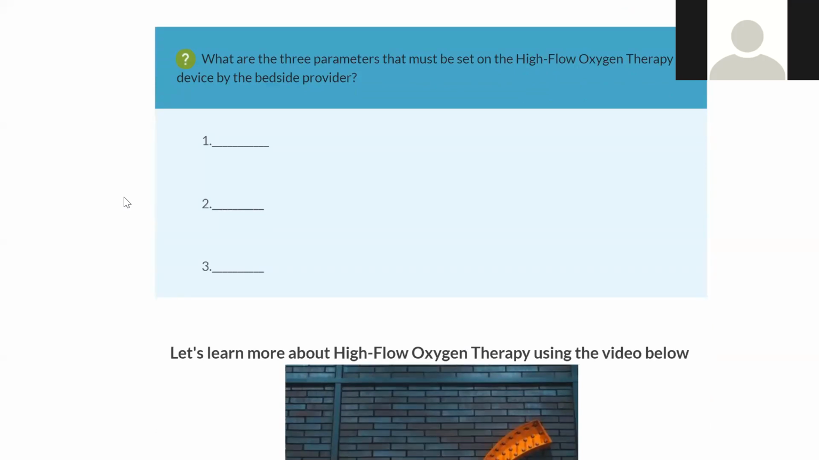Yeah, the next question about high flow nasal cannula is about the parameters which you have to set in order to start high flow therapy, high flow oxygen therapy. So you may put the answer in the chat. There are three parameters you need to change or adjust on the high flow machine. So what are those factors or what are those parameters?